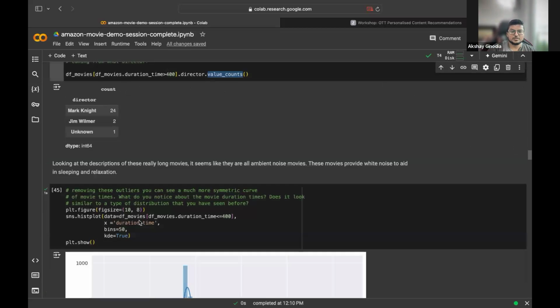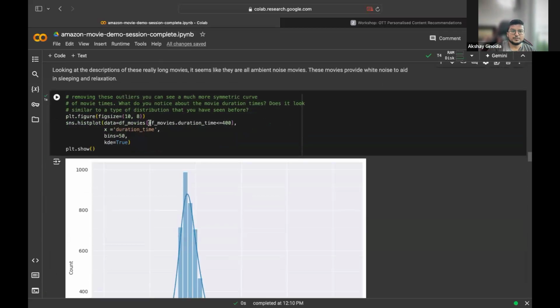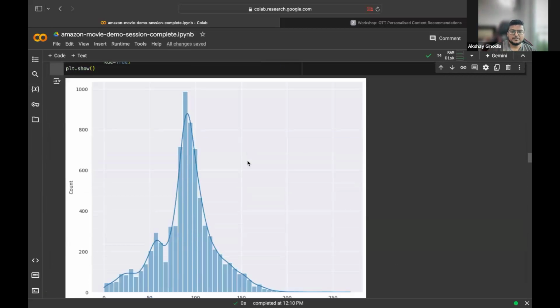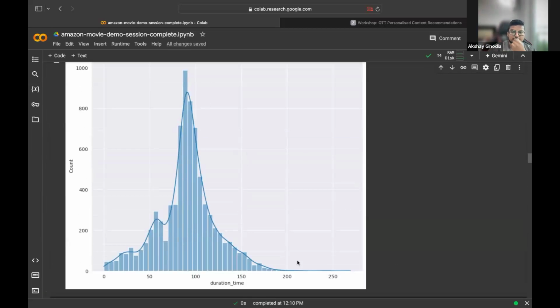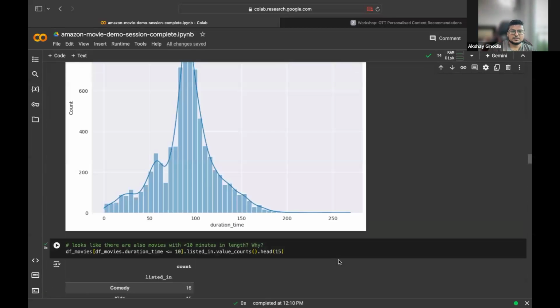There's one unknown. Okay. Now what I'm going to do is filter that movie duration, right? Eliminate the outlier. So I'm going to look at only those movies which are less than 400 minutes, right? And if we look at the distribution, this is much more even. No long tail, no big outliers.